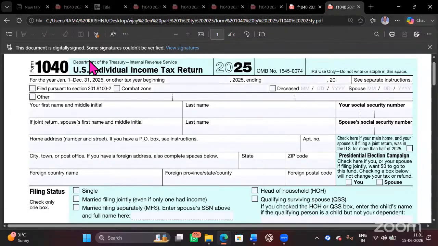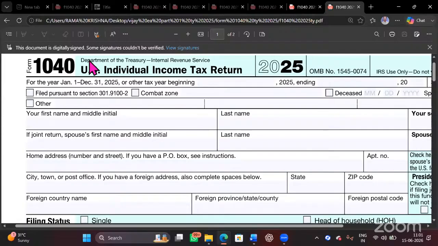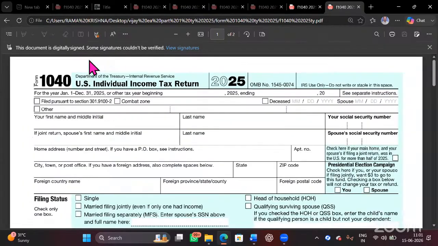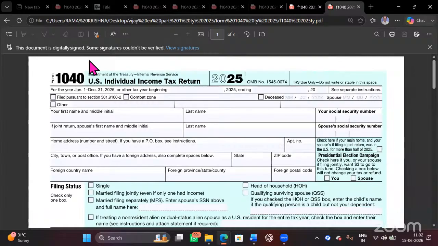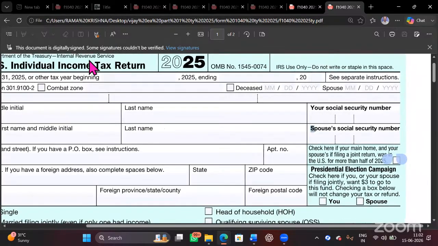In the beginning of the form itself, we need to fill in for which year we are filing the return. Say year 2025 income generated by the taxpayer; we are filing the tax in the current year. We need to fill in the first name and middle name of the candidate, along with the social security number on the right hand side. Your social security number is to be filled here.